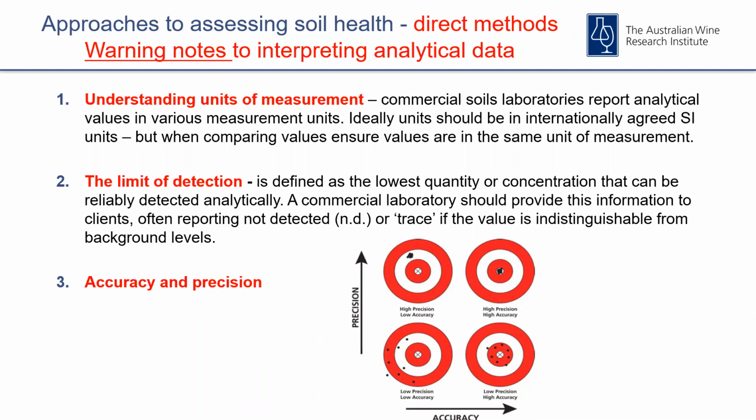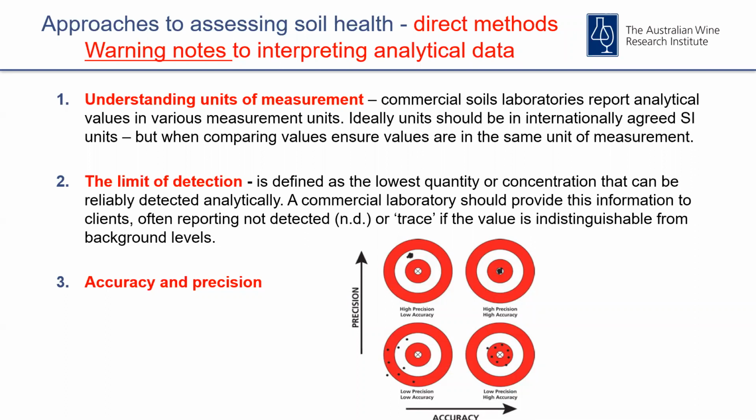Now, ideally, a lot of those units should be in SI units, so standard international scientifically agreed units. That way, when you're comparing results between different labs or different sites or whatever it may be, you're actually comparing apples with apples. So that's one of the common mistakes that we see, making sure that people understand that. The other one is that many of these analytical tests that you're submitting your soil samples to have a limit of detection. And what do we mean by that? It's defined as the lowest quantity or concentration that can be reliably detected analytically.